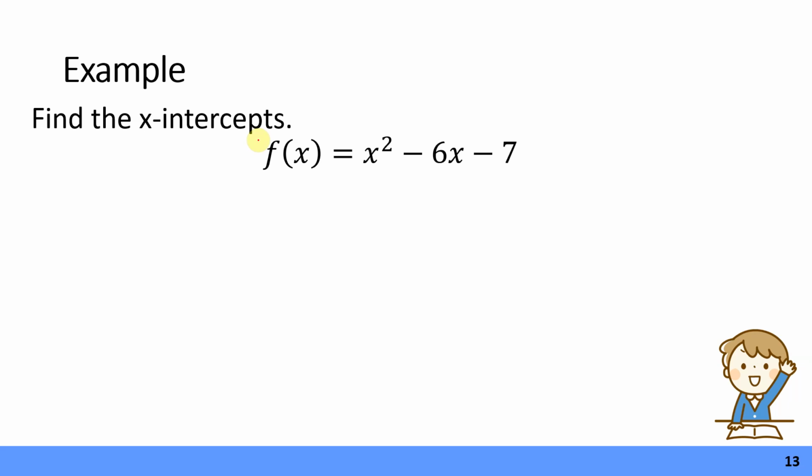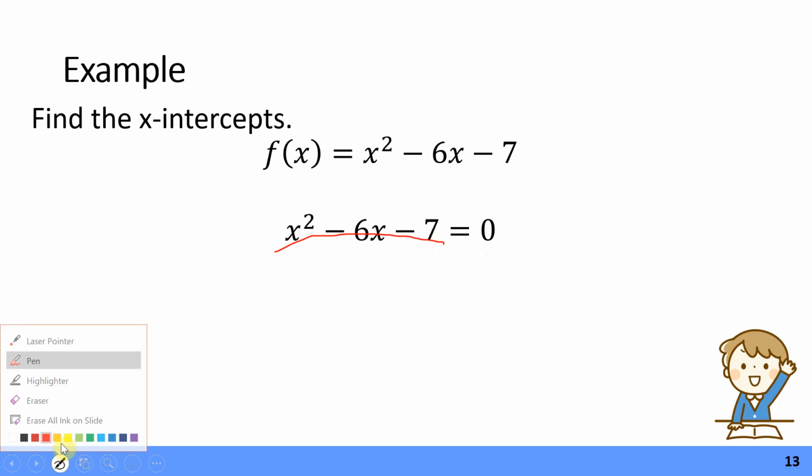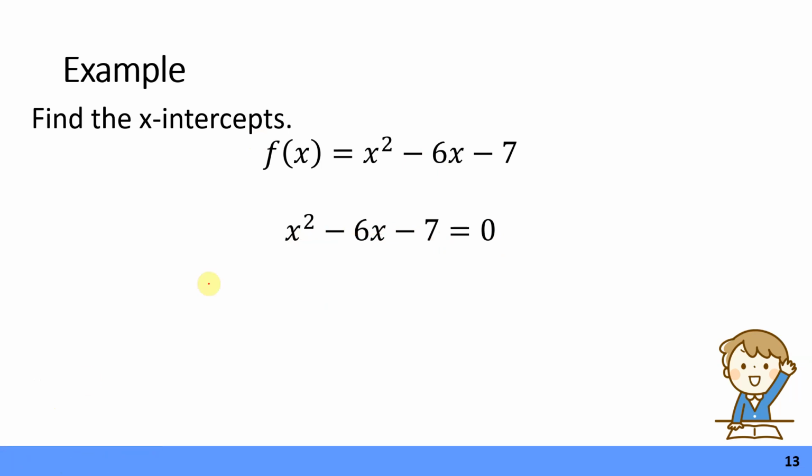So I just threw this one in here just so we could practice, because in order to find the x-intercepts, I'm going to have to factor this out. So I set this equal to 0, and then of course I have to factor this out. We always start by factoring the greatest common factor, which in this case we don't have one. So I just go straight to finding two numbers that multiply to 1 times -7 and they add to -6. So those two numbers are -7 and 1.